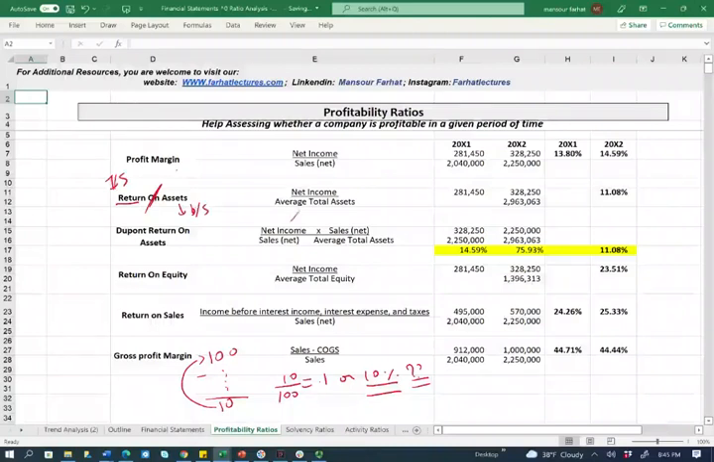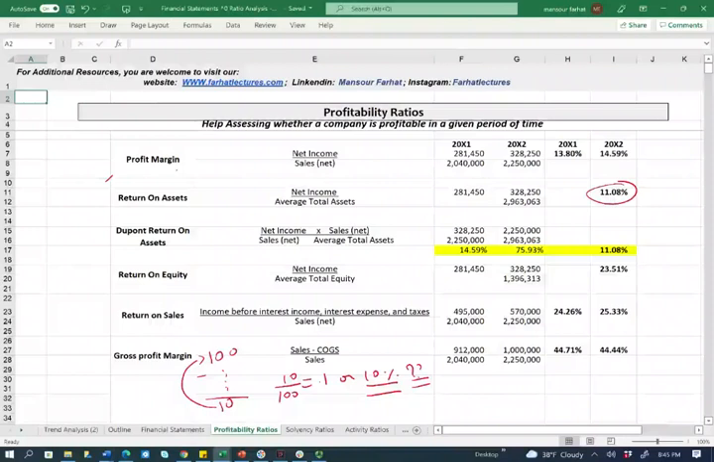It means when you input the denominator, always use the average, because the income statement is for the whole year and the asset has to be for the whole year as well. You average the asset. And for this company, net income divided by total asset is 11.08.